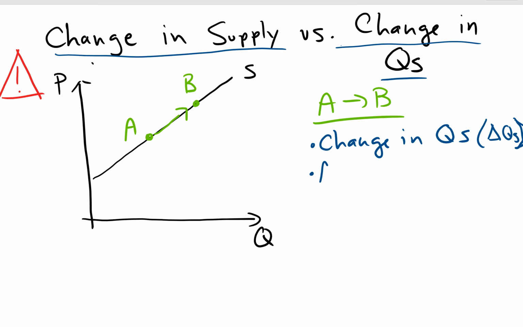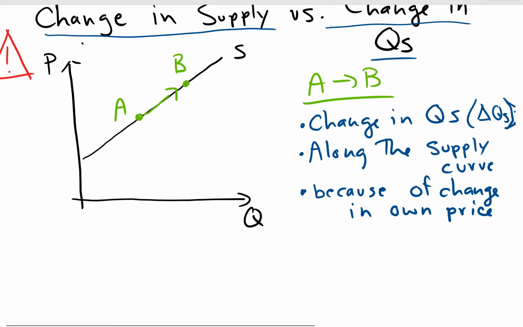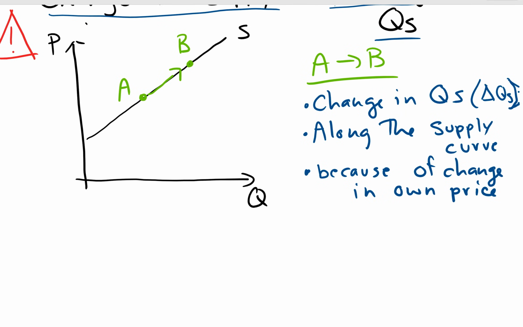And this is along the supply curve, and this is only because of a change in the price. In this case, an increase in the price, in its own price. So the price of the own good, not something else. And so this again is called a change in quantity supplied. It's very important to get that clear.